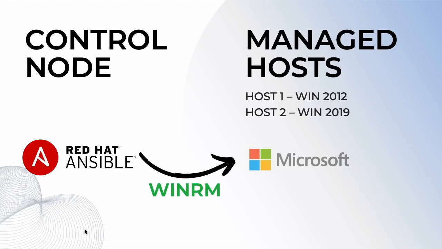However, in this video, we'll be using one control node which will obviously be installed with Red Hat Ansible, and we will have two managed hosts. First one present with Windows Server 2012 R2 operating system, and the second one installed with Windows Server 2019, which is fairly new. And we will use WinRM to connect our Ansible machine to the Windows machines.